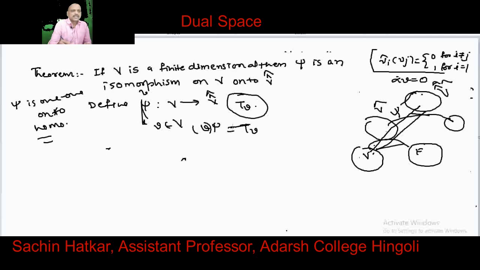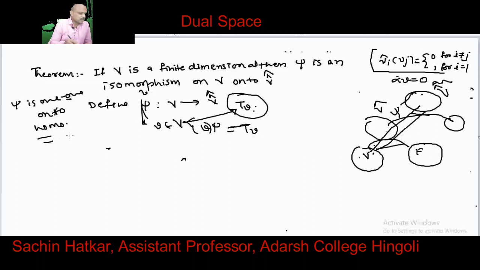For this V, there is an element T suffix V, and as we are able to prove that for every element small v belonging to capital V, there is an element T suffix V of V double cap, then there is a 1-1, onto and homomorphic correspondence. If psi is a 1-1, onto and homomorphic correspondence, then we get that these two sets are isomorphic. So let us take any two elements.